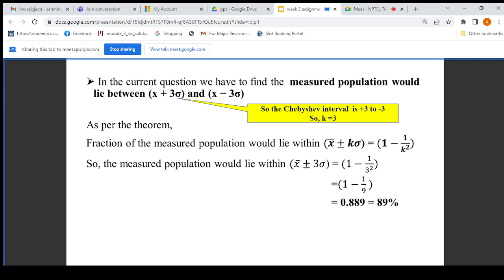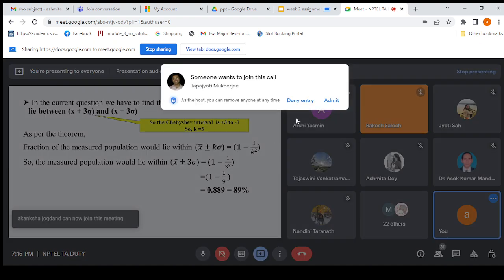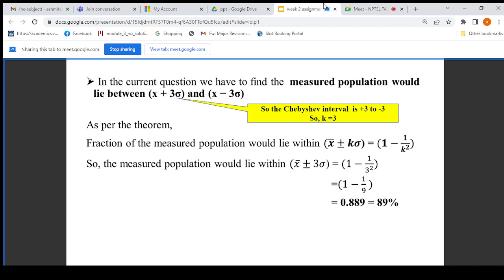97%. Yes. Anyone else? 97.2 percent. Okay. Anyone else? 97.2%. Okay. So, does anyone have any doubt in this particular question? No, right? Can I move to the next question?